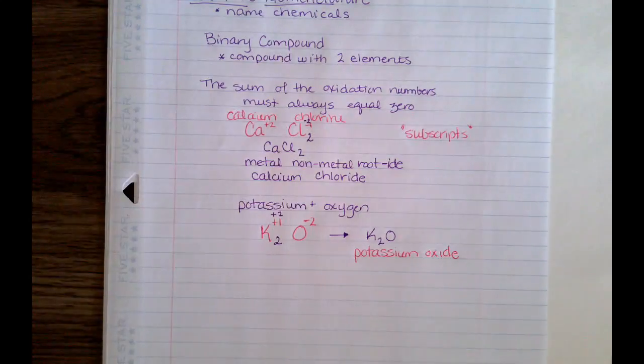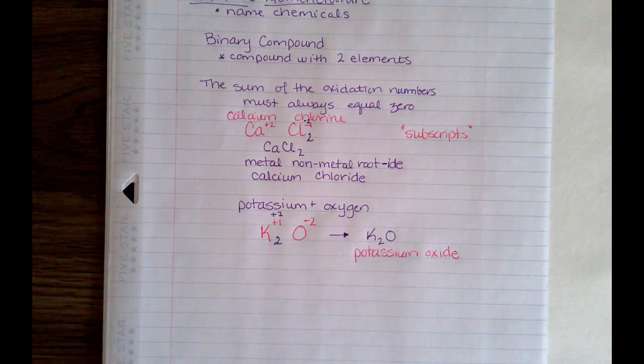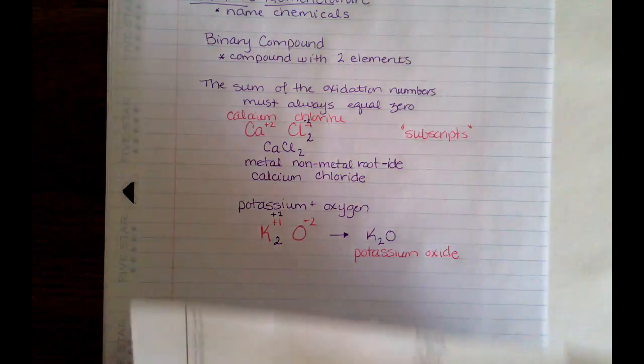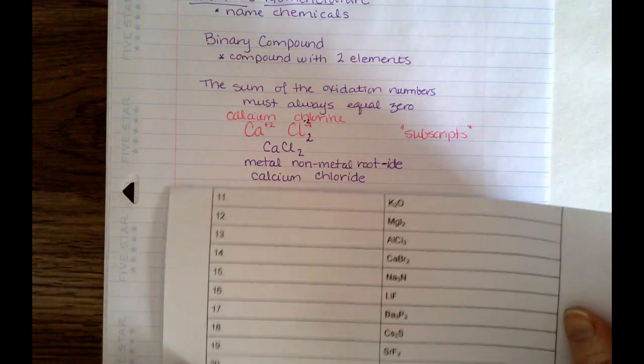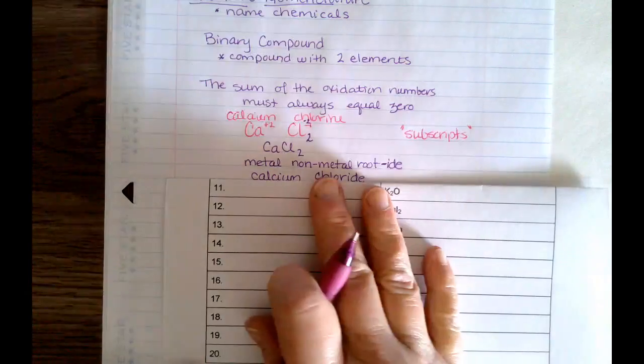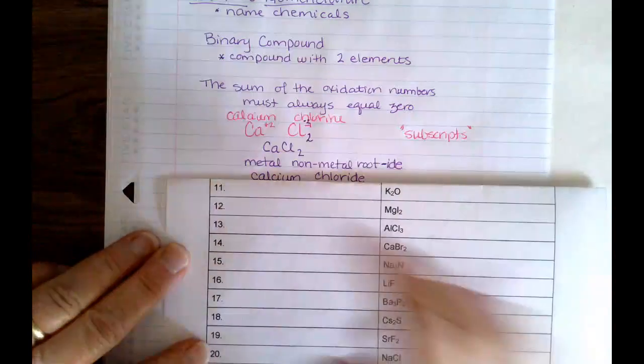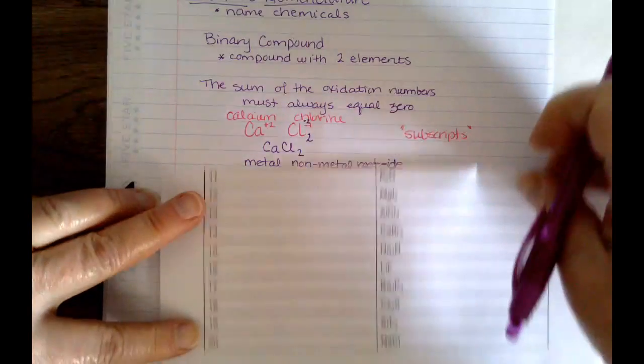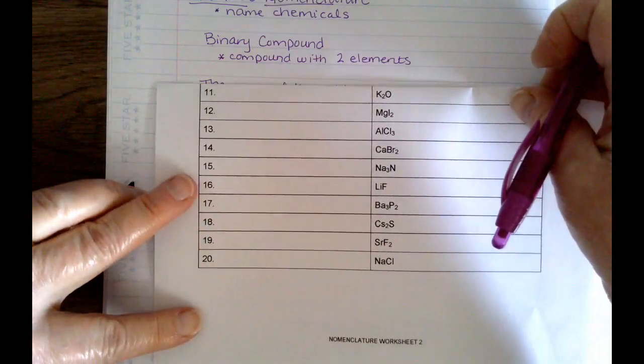Let's try a few more with formulas already written for us, okay? Oh gosh, that one's going to be easy because we just did it. So let's go on to the next one. Well, we can write it down just in case. K2O, right? K2O. Didn't we just do that one?